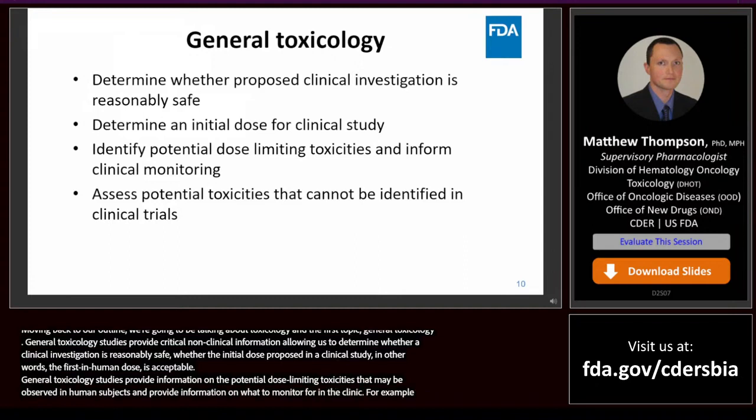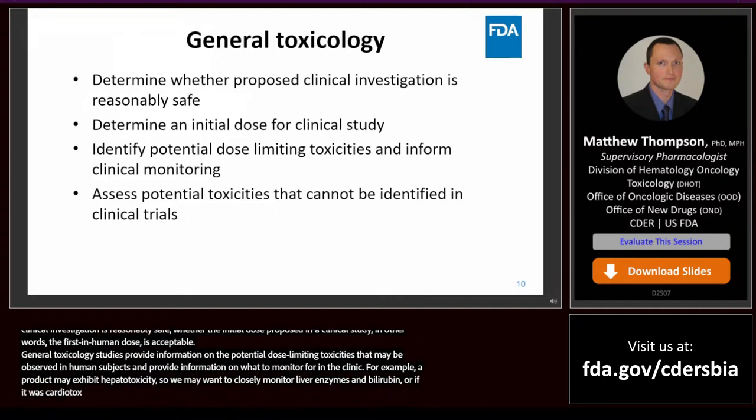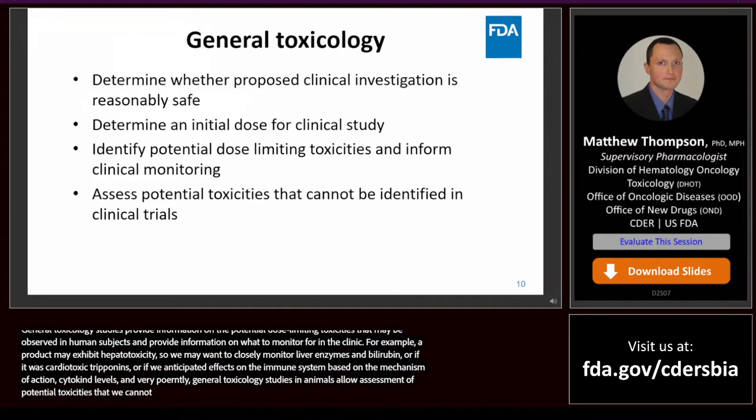For example, a product may exhibit hepatotoxicity, so we may want to closely monitor liver enzymes and bilirubin, or if it was cardiotoxic, troponins, or if we anticipated effects on the immune system based on the mechanism of action, cytokine levels. And very importantly, general toxicology studies in animals allow assessment of potential toxicities that we cannot readily identify in a clinical trial, namely pathology findings.